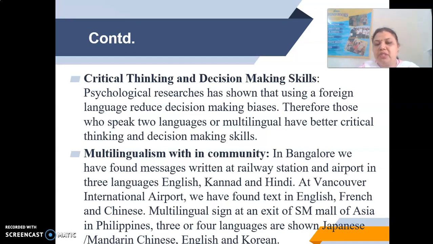Multilingualism within community. In Bangalore, we have found messages written at railway stations and airports in three languages, English, Kannada, and Hindi. At Vancouver International Airport, we have found text in English, French, and Chinese. On a multilingual sign at an exit of SM Mall of Asia in Philippines, three or four languages are shown: Japanese, Mandarin Chinese, English, and Korean. It is because these languages are very popular in those areas or in these particular countries. So it is also essential to use such signs or text boards where people can understand these languages if they do not know the other language.